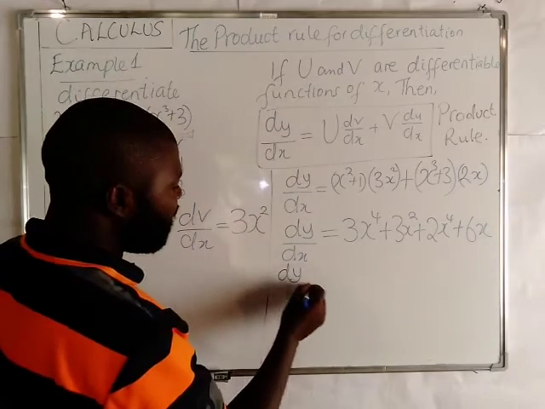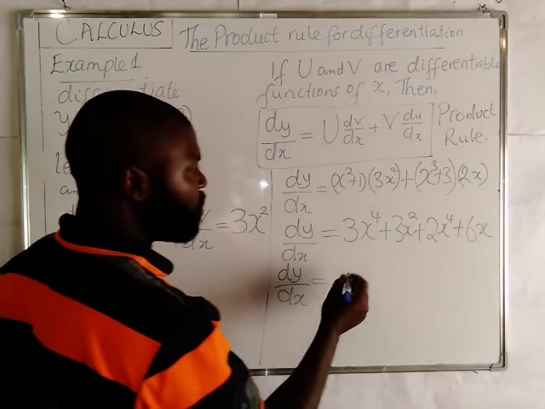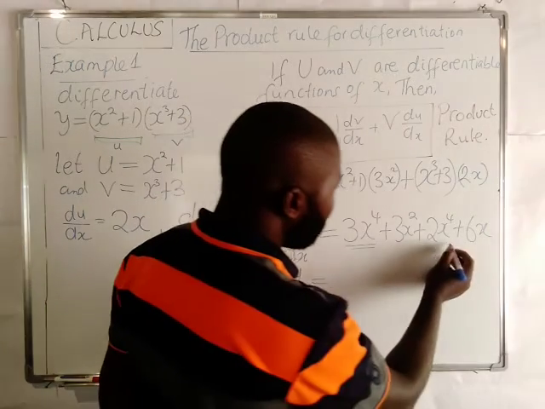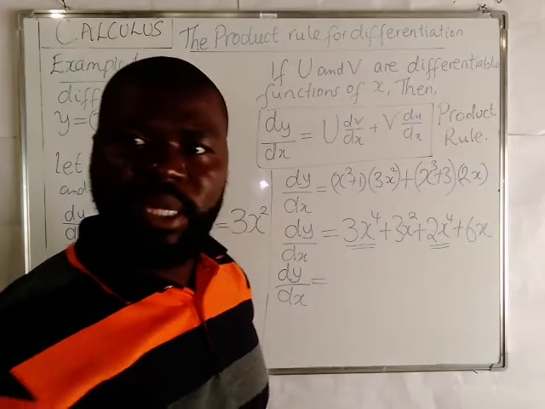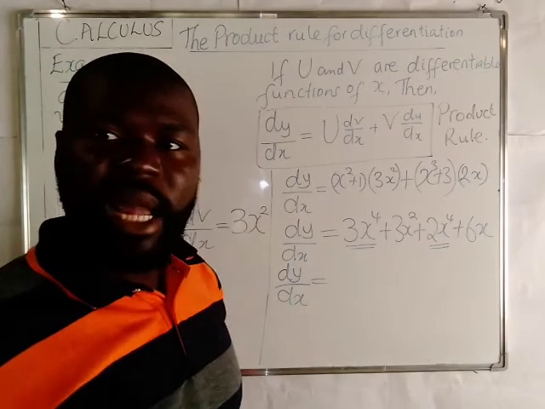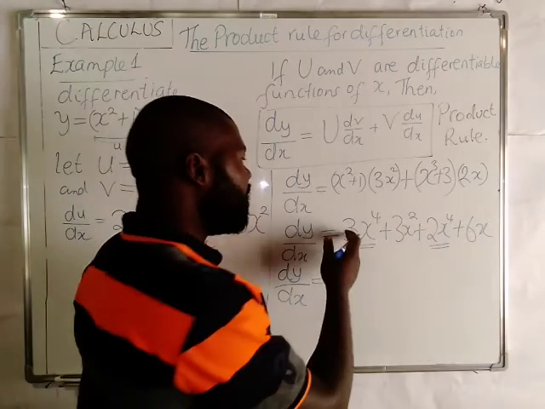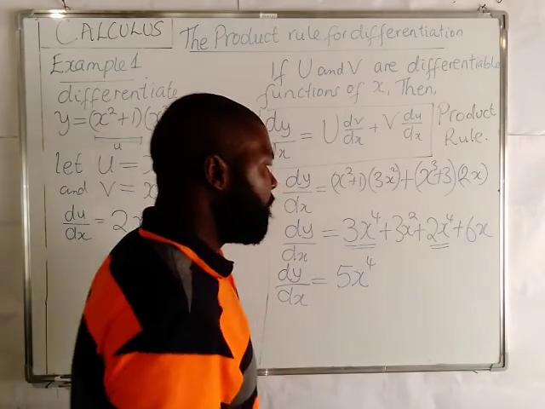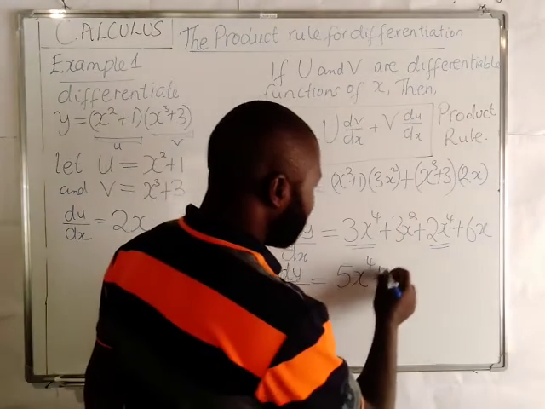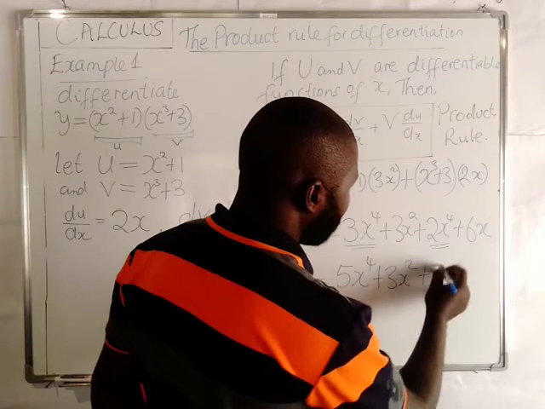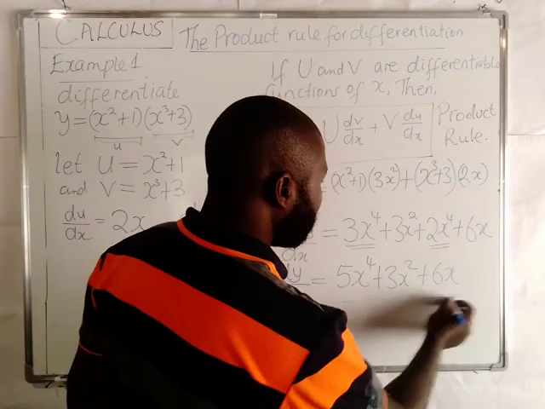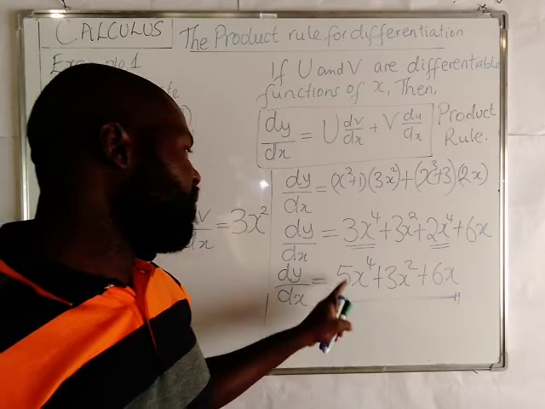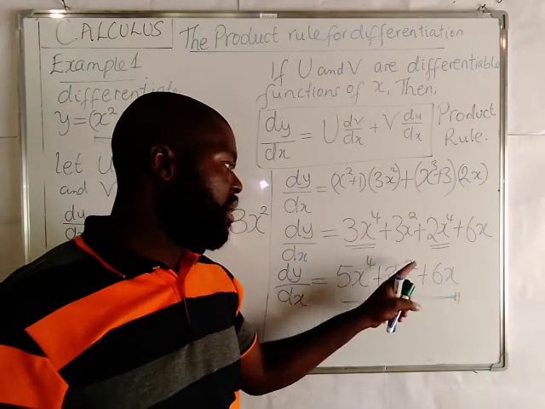Simplifying further, we have dy dx is equal to, as we can see, like terms here, 3x power 4 and 2x power 4. These are like terms which we can add. So 3x power 4 plus 2x power 4, we shall get 5x power 4. Plus 3x squared plus 6x. We don't have any other like terms. So our dy dx will simply be 5x power 4 plus 3x squared plus 6x.